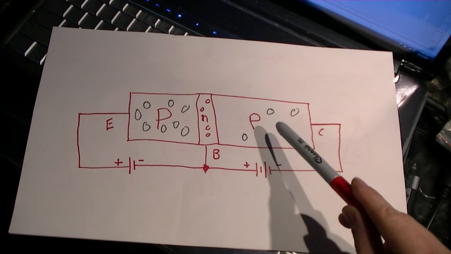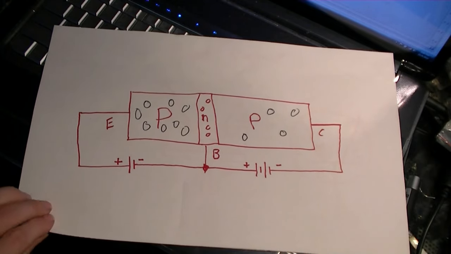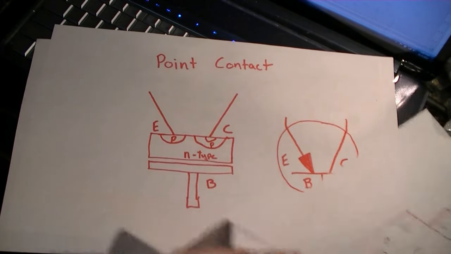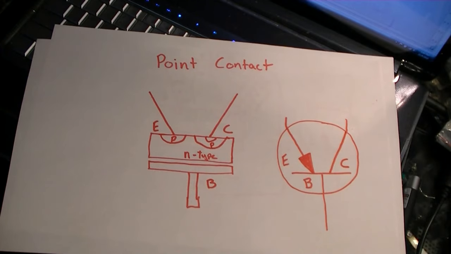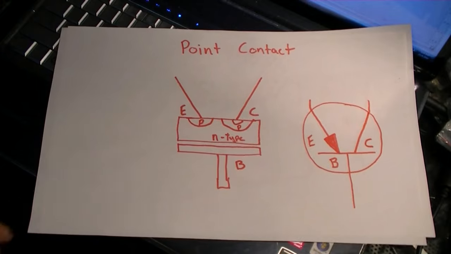Some are recombined in the base, and this is the base current. But the base is lightly doped, so there are not enough electrons to neutralize the holes, and they continue to diffuse over to the collector. A very small current between the emitter and base can switch a very large current between the emitter and collector.